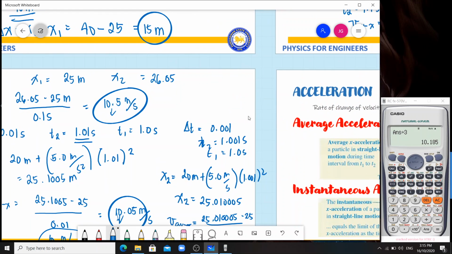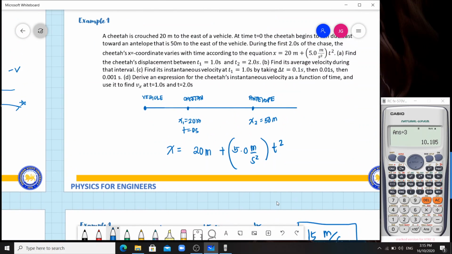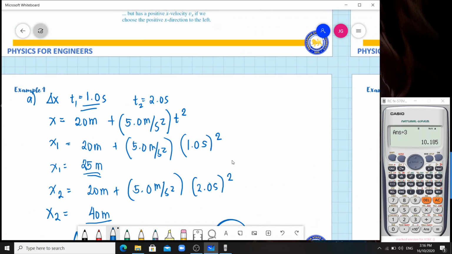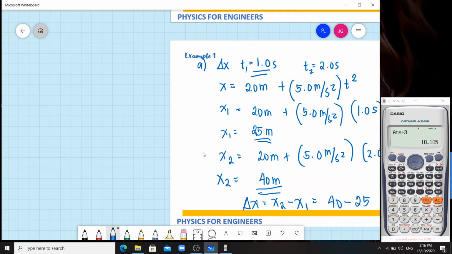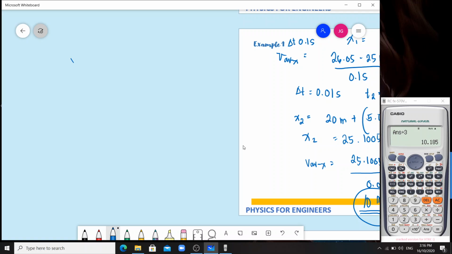Okay? Next, sa letter D, derive an expression for the cheetah's instantaneous velocity as a function of time and use it to find Vx at t is equals to 1.0 seconds and t is equals to 2.0 seconds. Okay. Sabi sa problem, dito na lang tayo mag-solve kasi wala nang space. Sabi sa problem, we have to derive, di ba meron tayong formula na 20 meters plus 5.0 meters per second squared t squared. I-derive daw natin to in such a way na makuha natin si instantaneous velocity at time 1.0 second at saka time 2.0 second.